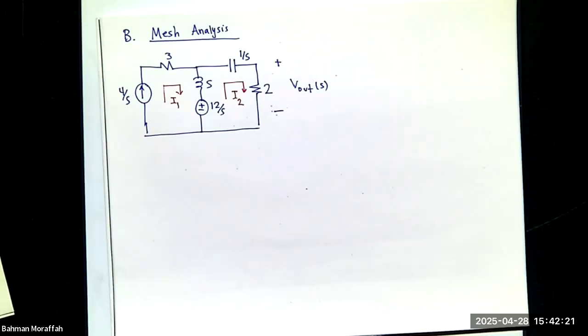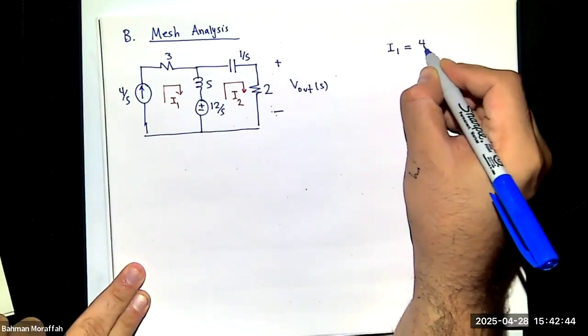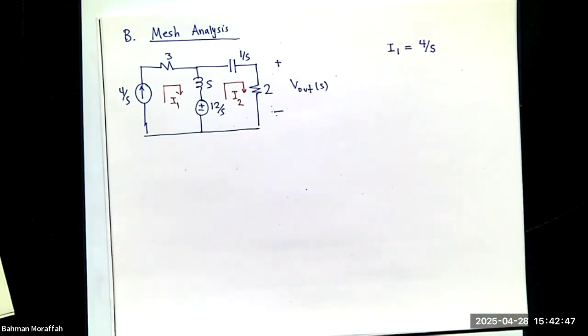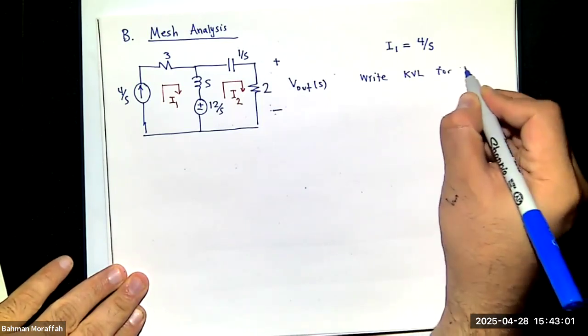What was the solution for the shared current source? Again, we get around it and we define a super loop. Right? What is the case over here? This is the easy one. I know exactly what I1 is. What is I1? It's 4 over S. So I1 is 4 over S. What is the next step when we're doing mesh analysis? We're going to write KVL for every single loop. Let's just write a KVL for loop 2.